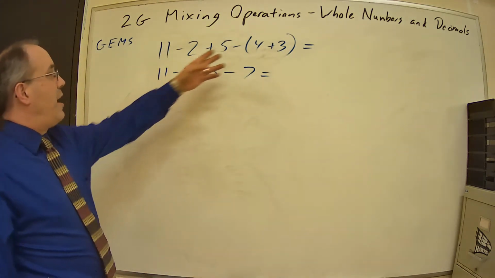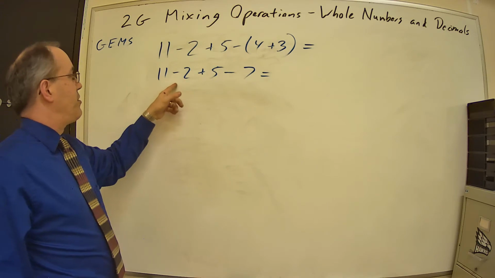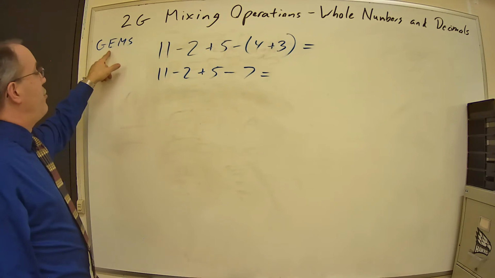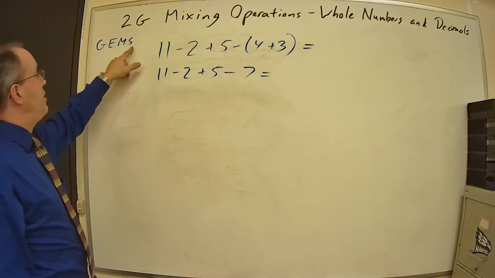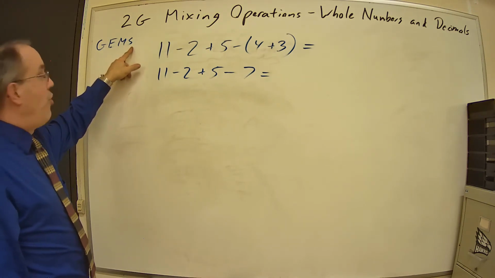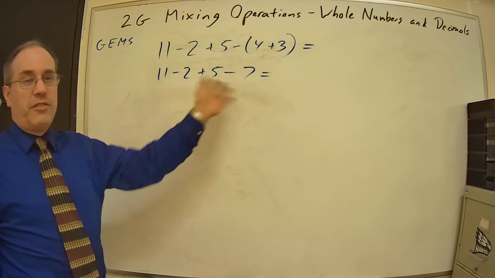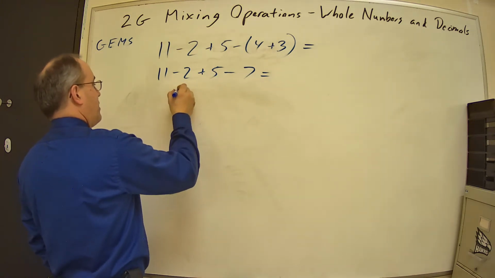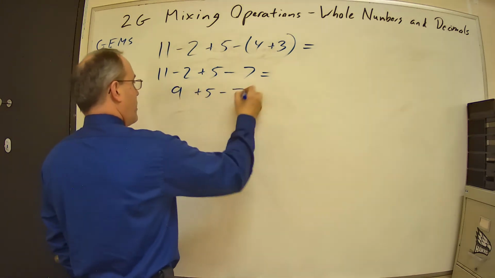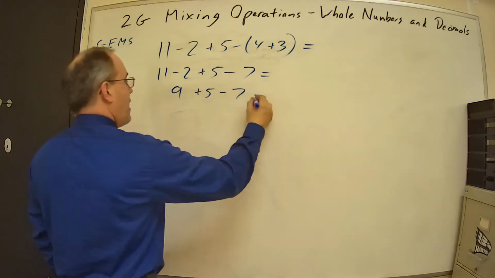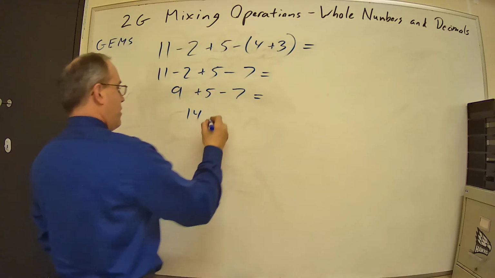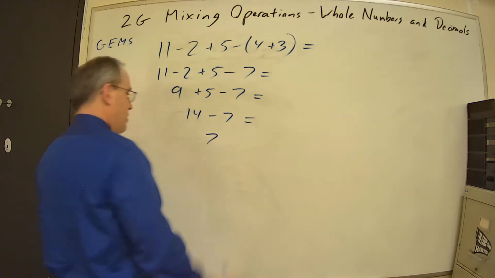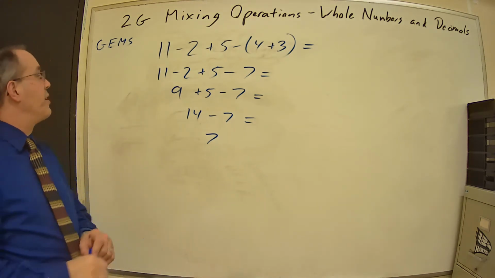Okay? So I took care of my grouping. Now I just have subtraction and addition. We have no exponents, no multiplication or division. We have subtraction and addition, so we start doing subtraction and addition from left to right. 11 minus 2 is 9. So 9 plus 5 minus 7. 9 plus 5 is 14, minus 7. 14 minus 7 is 7. So we get a result.